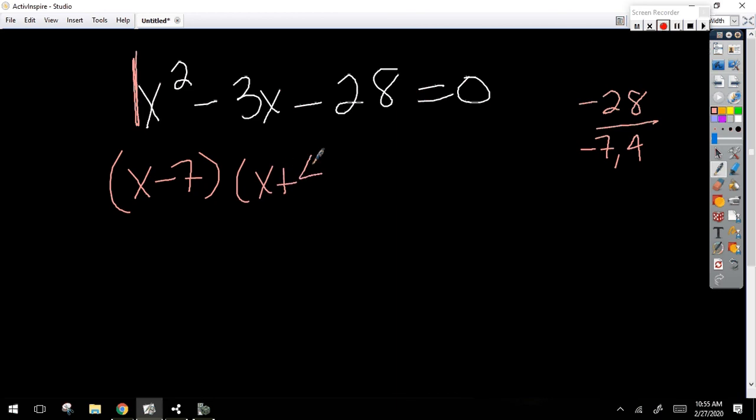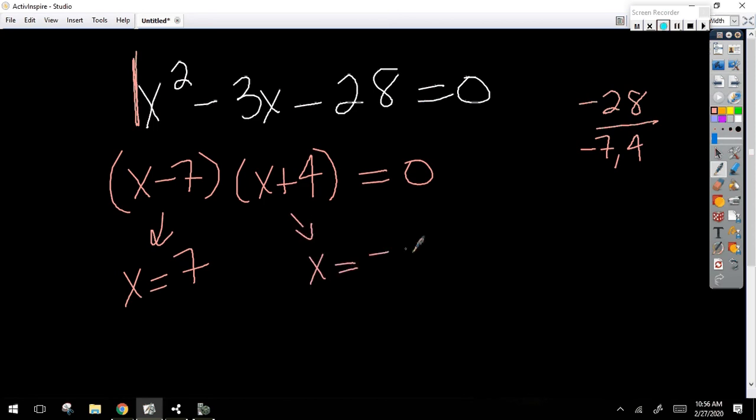Is anybody confused? How do I solve it from here? Everybody always gets the solving part. That's the easy part, everybody thinks. X equals 7. And X equals -4. What do you notice about the signs of the zeros and the signs of the factor? They're opposite, right?